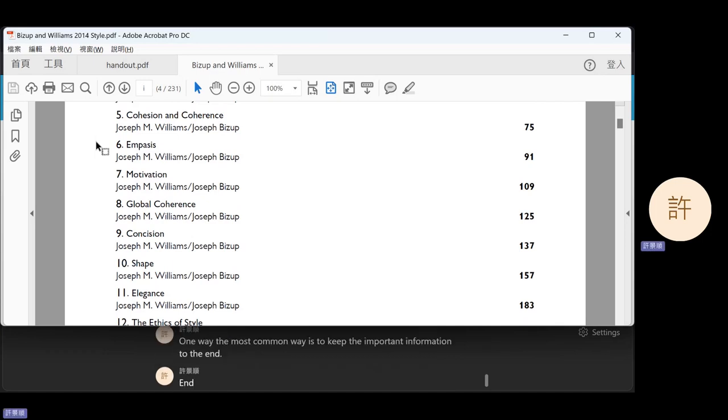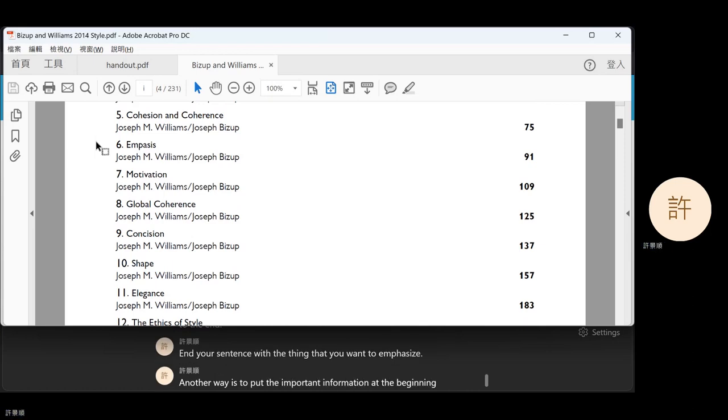End your sentence with the thing that you want to emphasize. Another way is to put the important information at the beginning. Hit your reader with the most important thing to make sure they see it.